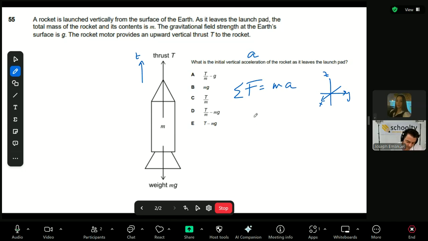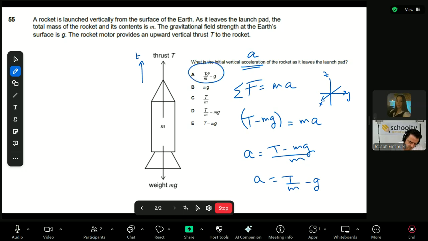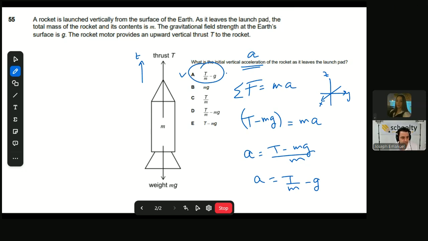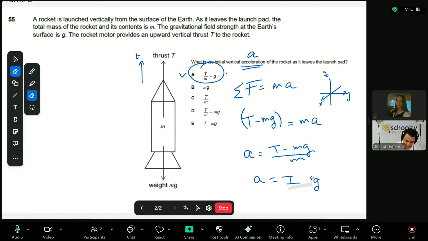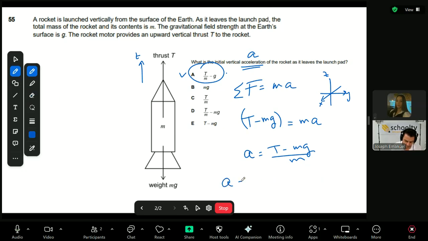On this dimension, because we speak about vectors, you have t minus mg, this is the sum of all the forces, equals ma. They ask about the acceleration, so a equals t minus mg divided by m, so it's t divided by m minus g. Yeah, answer is a. Any questions? No. Okay, let's go back one step: t divided by m minus mg divided by m. Here the m cancels out, so we have this, and the answer is A.